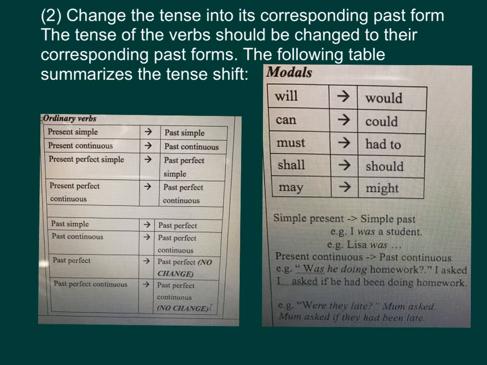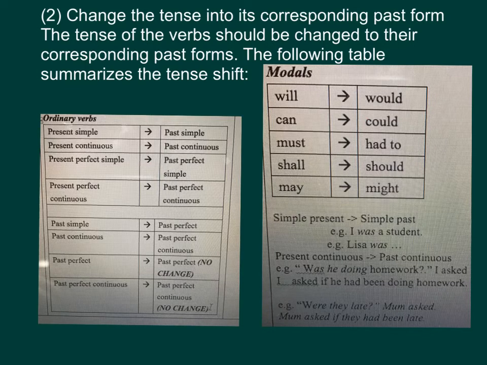And for the modals, you can also change: will to would, can to could, must to had to, shall to should, may to might. For example, to change simple present to simple past: I am a student becomes I was a student, like Lisa was. For present continuous to past continuous: Is he doing homework? I asked, becomes I asked if he had been doing homework.